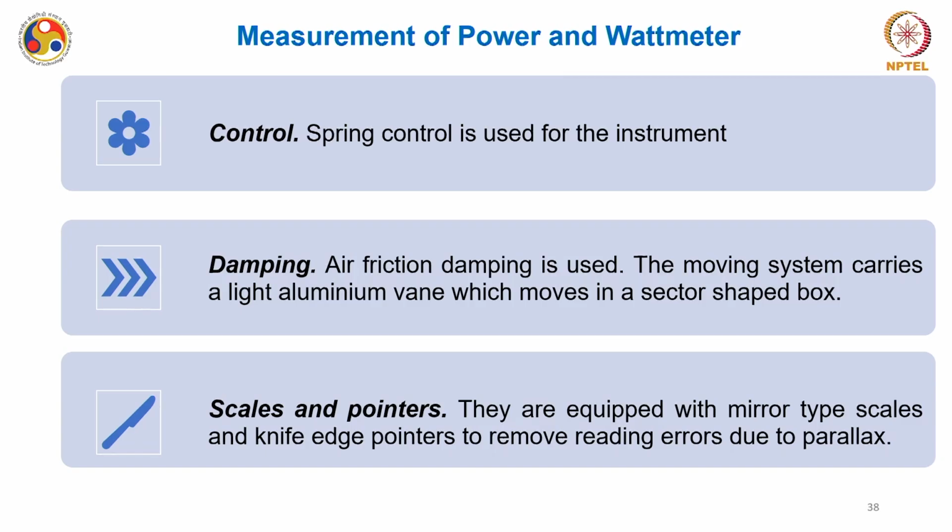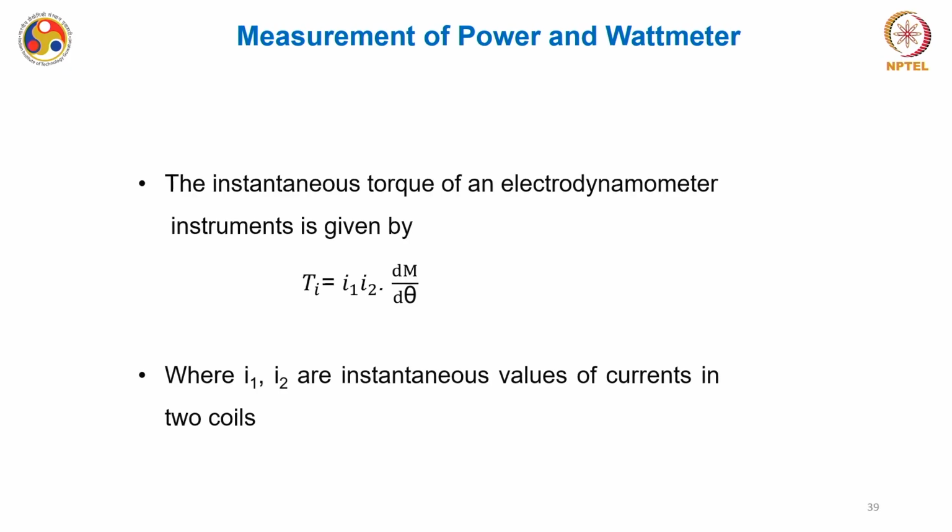So the control is provided by the spring system, damping is provided by air friction, and the scales and pointers of these power meters or wattmeters are equipped with mirror type scales and knife edge pointers to remove reading errors due to parallax.